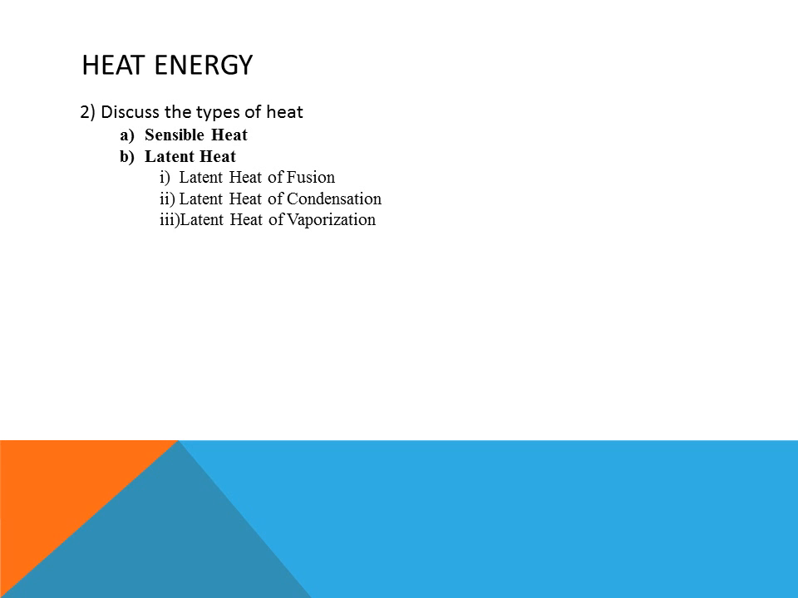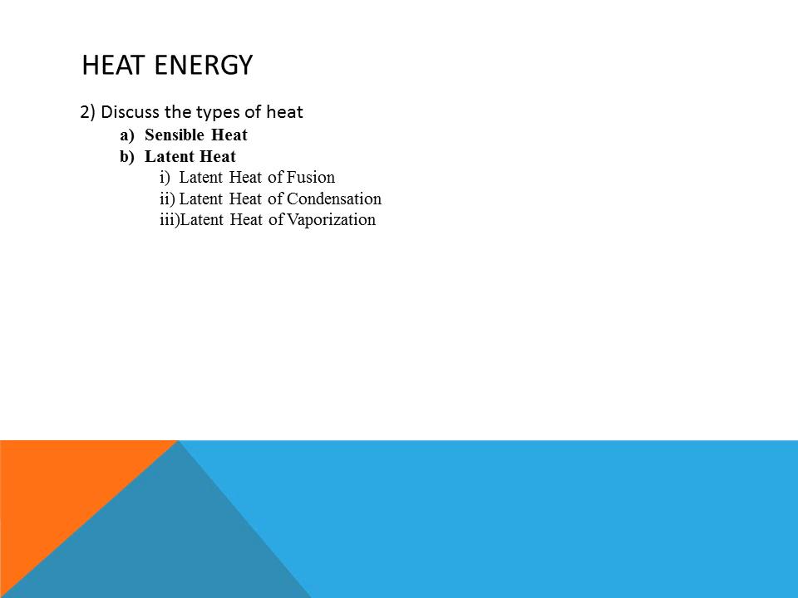Latent heat can be broken down into three different categories. Latent heat of fusion is water turning into ice, freezing, changing state from a liquid to a solid. There's latent heat of condensation, which is taking a vapor and turning it back into a liquid. And latent heat of vaporization is taking a liquid, adding heat to it, and causing it to turn into a gas, a vapor. So these are the different types of latent heat.